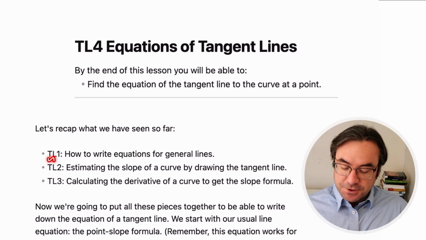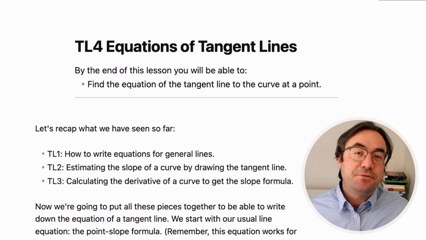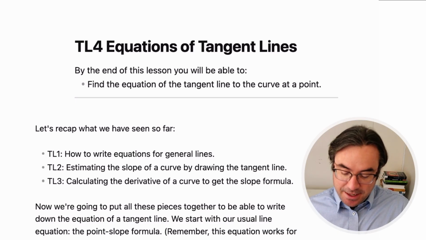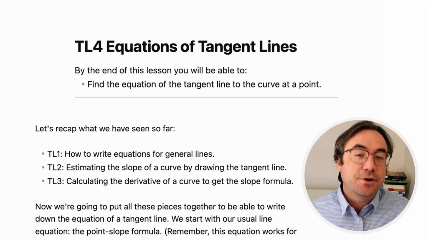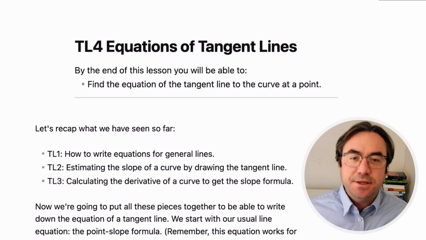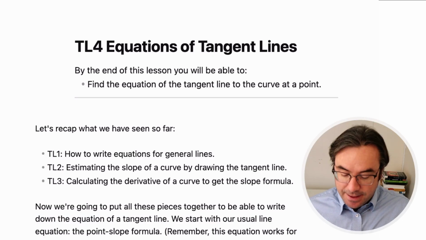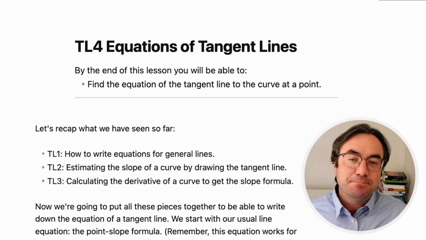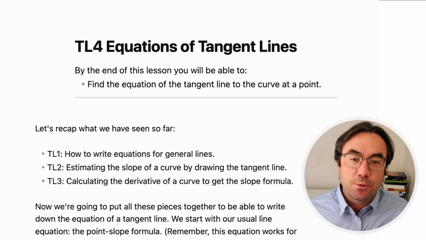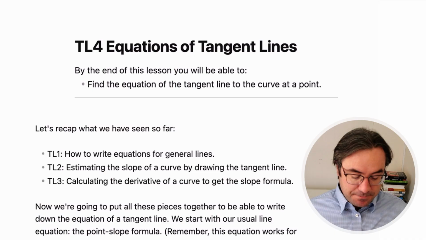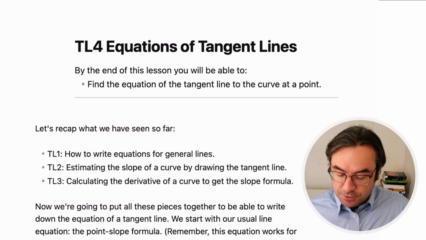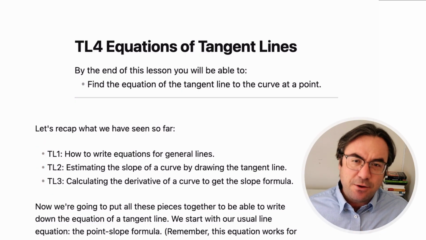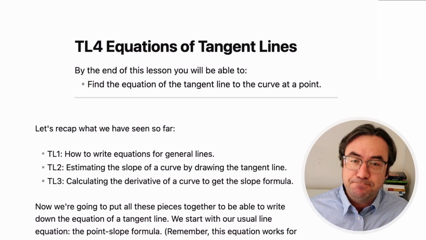So the very first thing we did is we saw how to find the equation for a general line. The next thing we did is we saw how to estimate the slope of a curve by sketching the tangent line. And then in TL3, we saw how to use the derivative, and in particular the power rule, to help us get the slope formula for our curve. So we're essentially going to be putting together all three of these things now so that we can write down the exact equation for our tangent line.